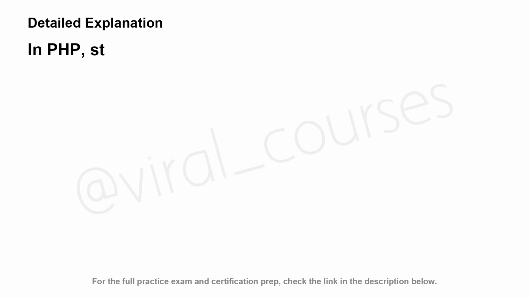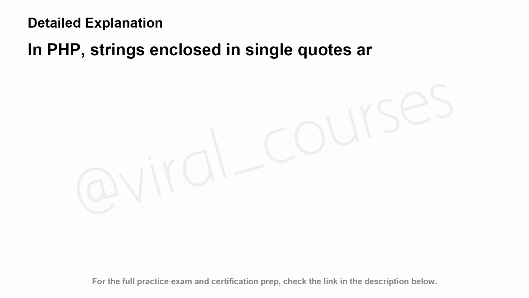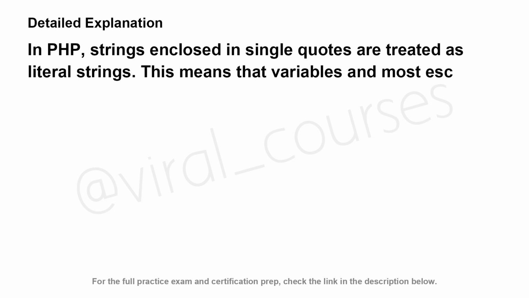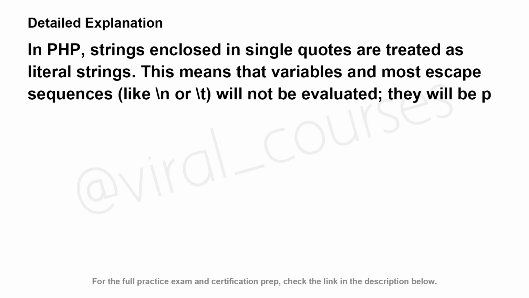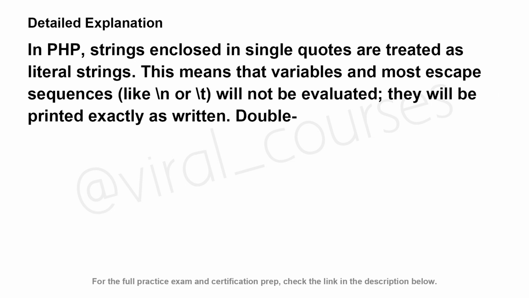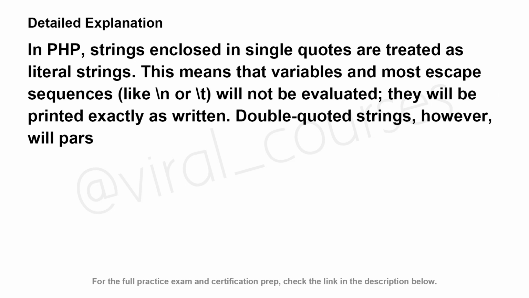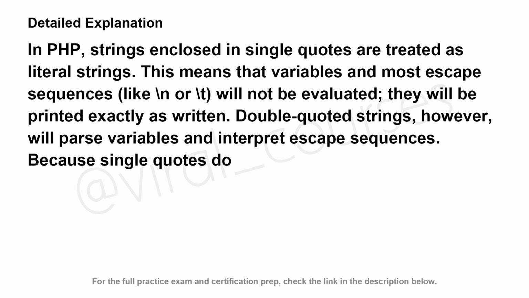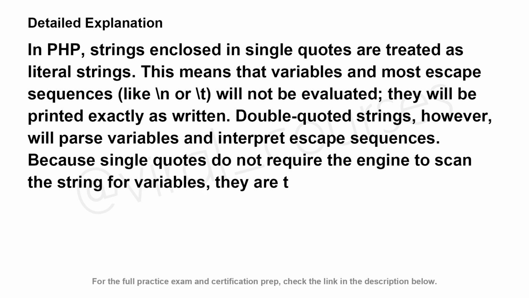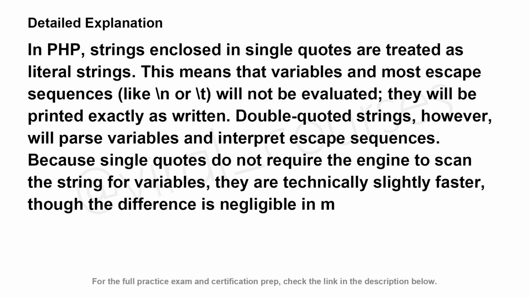In PHP, strings enclosed in single quotes are treated as literal strings. This means that variables and most escape sequences, like \n or \t, will not be evaluated. They will be printed exactly as written. Double-quoted strings, however, will parse variables and interpret escape sequences. Because single quotes do not require the engine to scan the string for variables, they are technically slightly faster, though the difference is negligible in most modern applications.